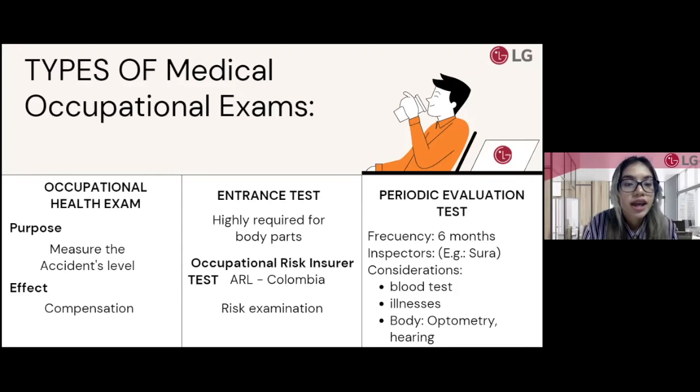Okay, the periodic evaluation is a test that in LG we do every 6 months. This is important to do, especially by the human resource manager, because it actually has to be done in order to make sure that everything is fine in terms of the blood test, the illnesses, and some body evaluations, for instance, optometry or the hearing capacity of the person. The ARL, or the occupational risk insurers, are going to be sending a health team as occupational health brigades. Okay.